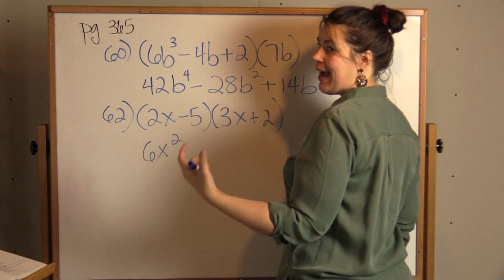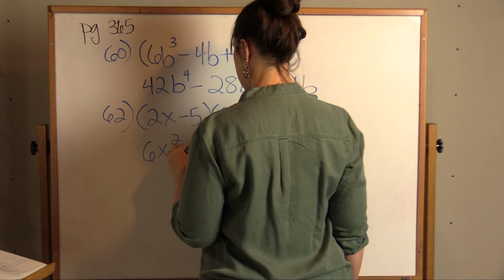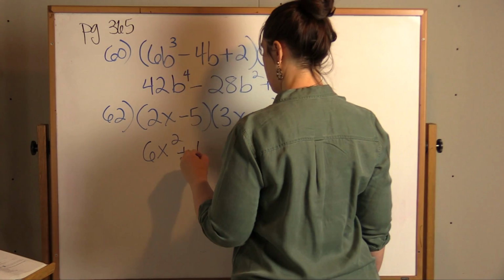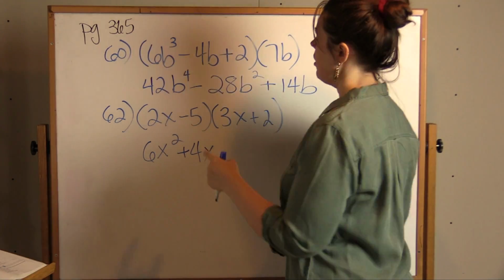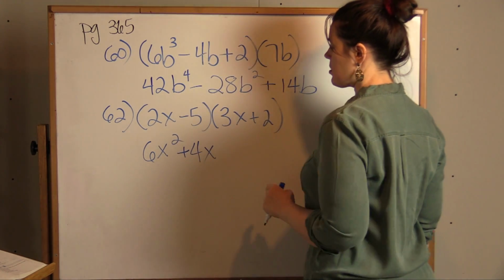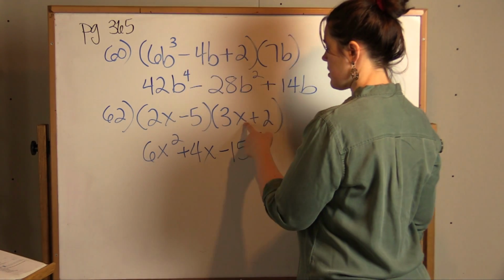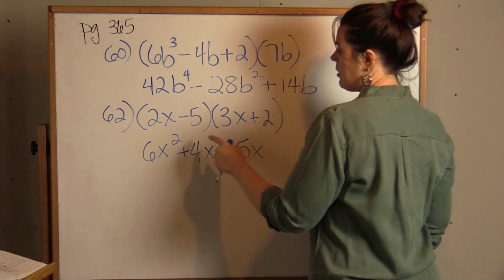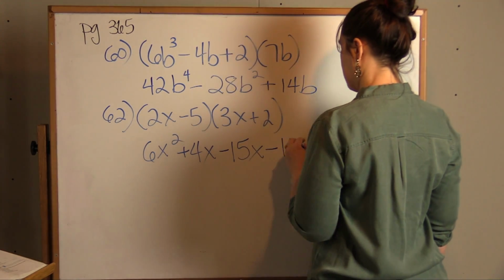Then we have outer, 2x times positive 2. That's going to give me 2 and 2 is 4, and then the x. Then we have inner, negative 5 times 3x. So that's going to be negative 15 on the coefficients and x. Then we have last, negative 5 times 2 is minus 10.